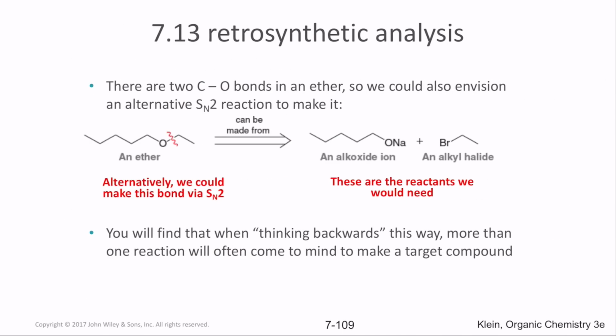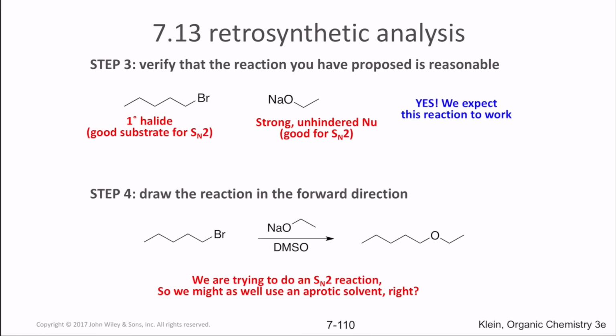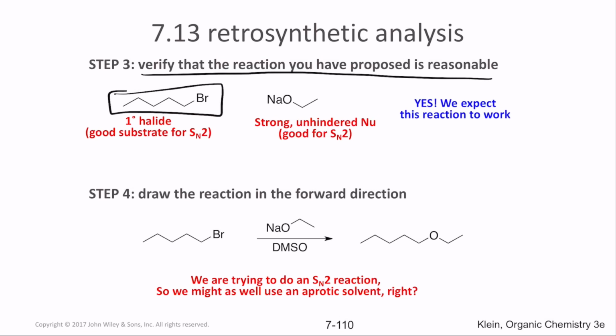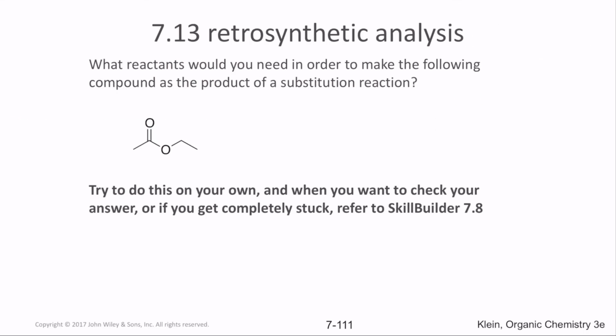Now, the second option we can use is an SN2 mechanism with an alkoxide ion and an alkyl bromide. These are the two processes that we know. The third thing we need to do is verify that the reaction you have proposed is reasonable. First we have a primary halide and a strong unhindered nucleophile. Remember that both should be good for an SN2 reaction. When both are good, we can draw the final reaction and write down the final product. So this is how the process of retrosynthetic analysis works.